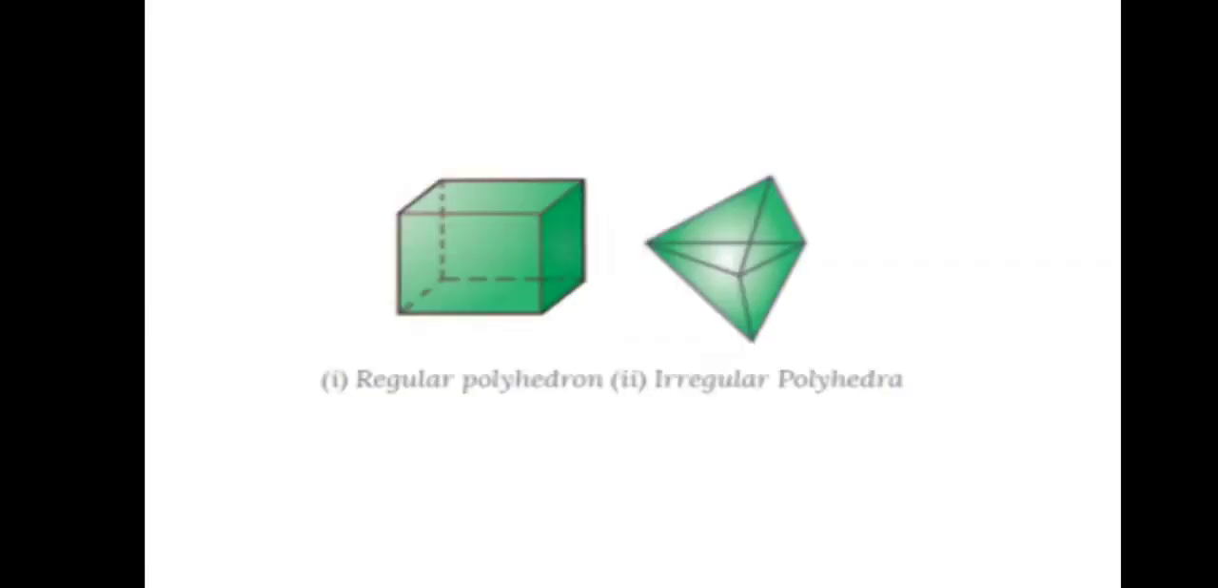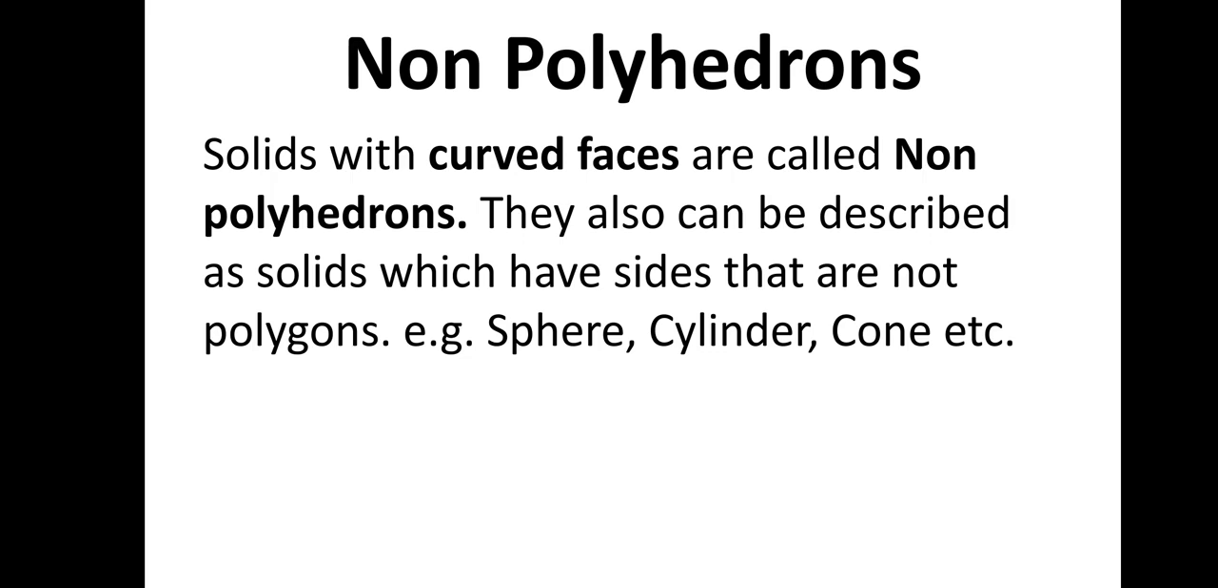Now, this is the irregular polyhedron. The first image is of a regular polyhedron. The second is of an irregular polyhedron. Polyhedra or polyhedron, it is one and the same thing. I told you that the other name of polyhedron is polyhedra. Now, coming to non-polyhedrons. What are non-polyhedrons? Solids with curved faces are called non-polyhedrons.